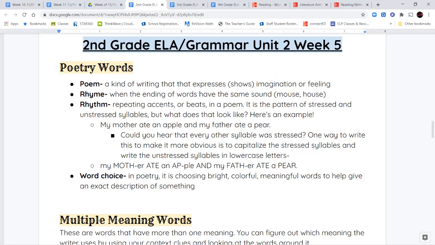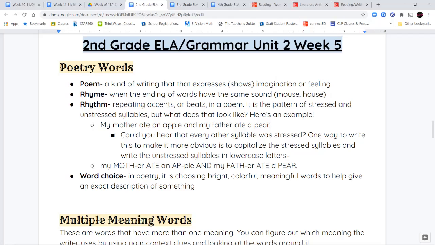Now, rhyme is when you have words that have the same ending sound. They don't necessarily need to have the same ending spelling, but the sound at the end of the word needs to be the same. So mouse, house, cat, hat, far, star, all of these have the same ending sound, so they are words that rhyme.